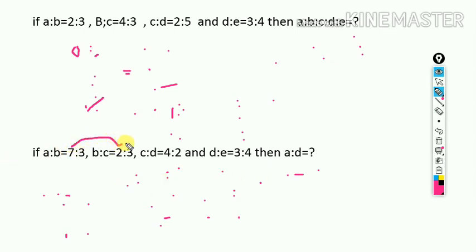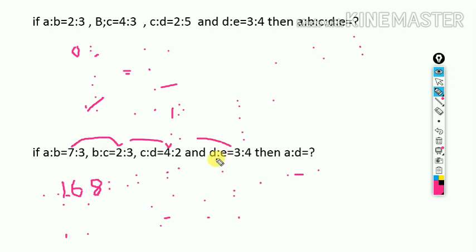So A will be very easy. 7 multiply 2 multiply 4 multiply 3. So this will be 12. Yes, A is to D. So it will be 12, 168. If we multiply all these 6, it will be 168.